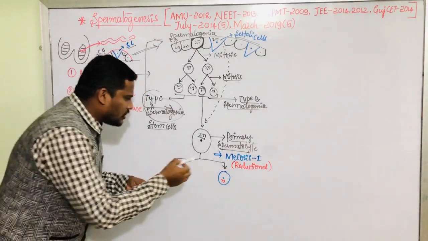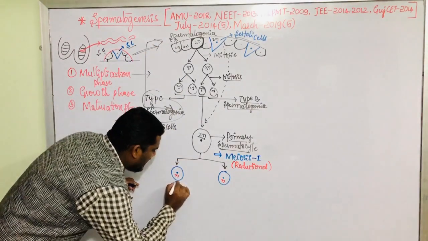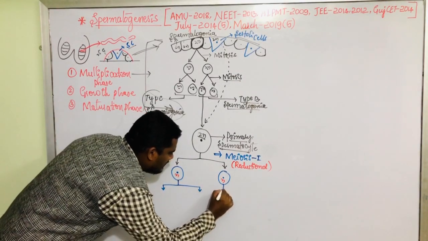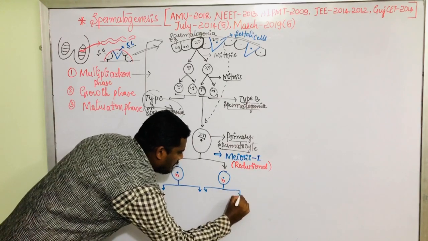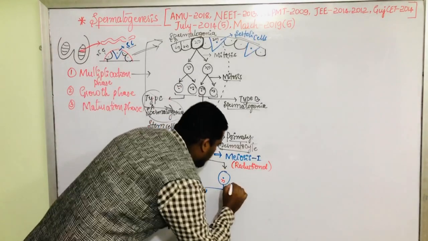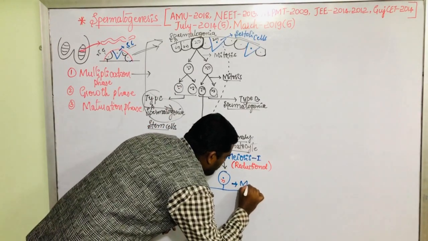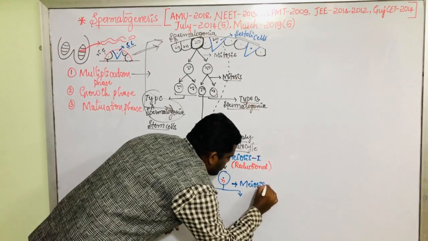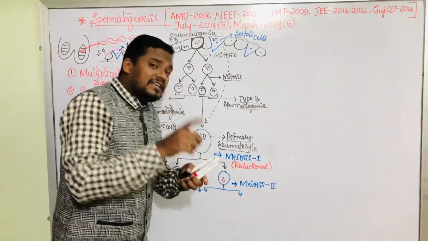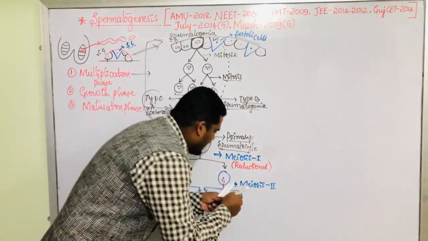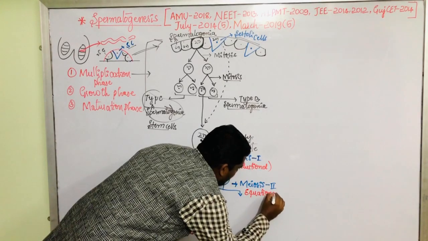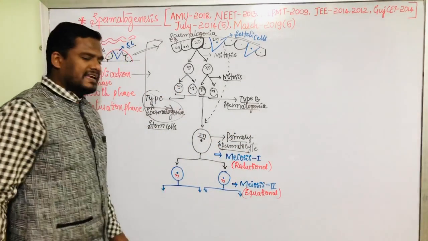Now, as a result of that, these two cells again divide and complete the meiosis 2 process. Meiosis 1 has happened here, and now both cells are going to undergo meiosis 2. Now here it is meiosis 2. As I told earlier, meiosis 2 is just like a mitosis. It is an equational division.